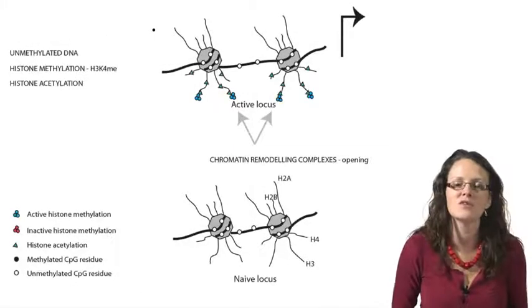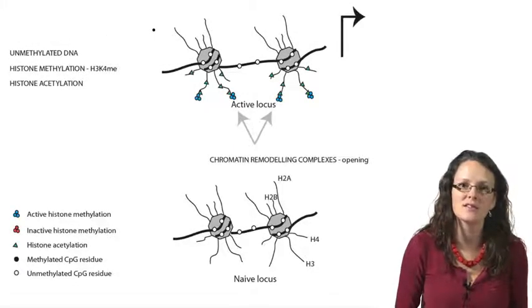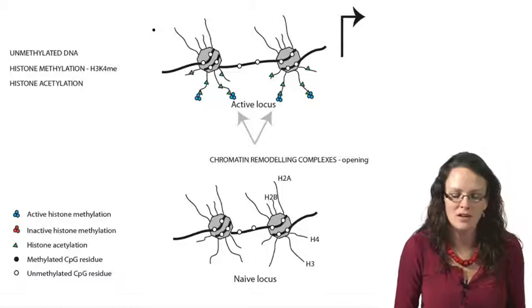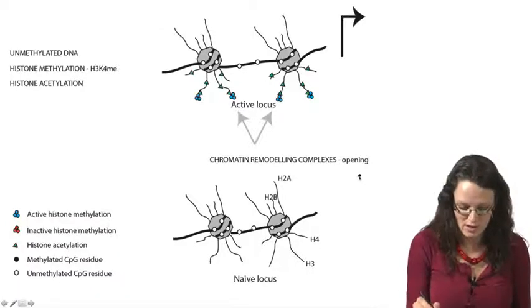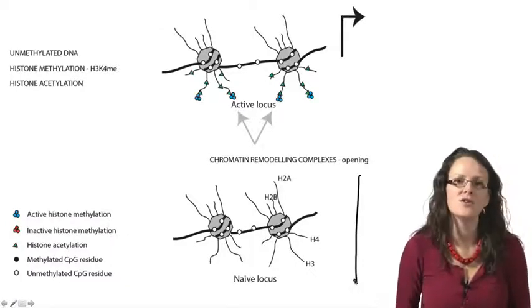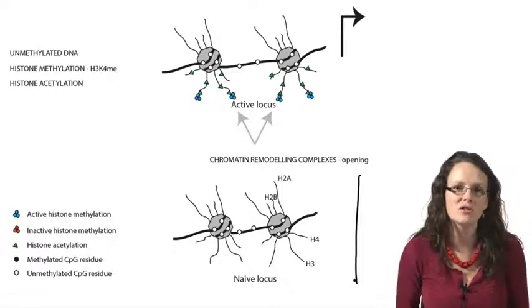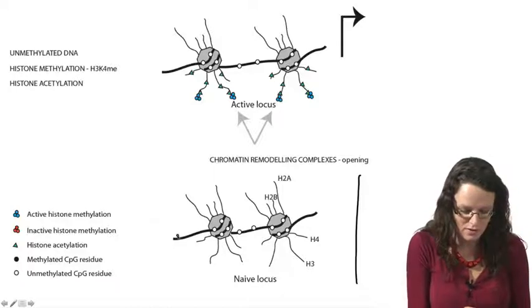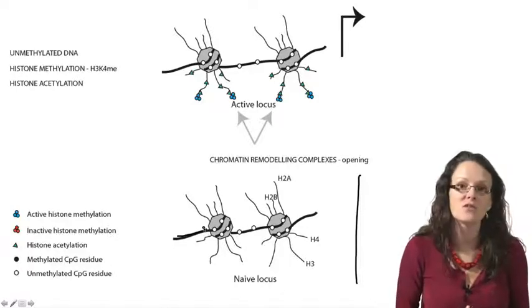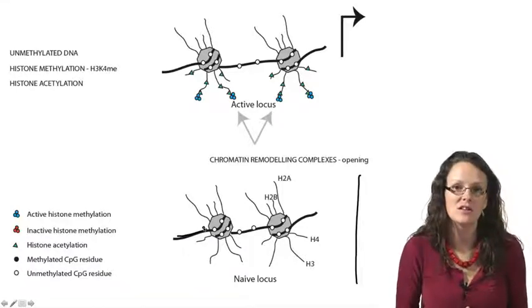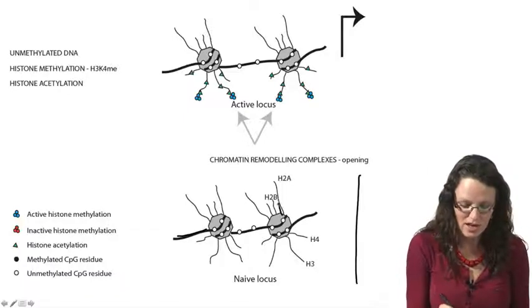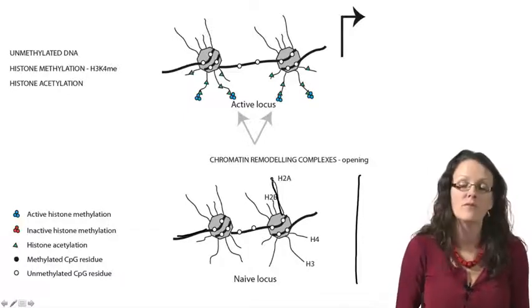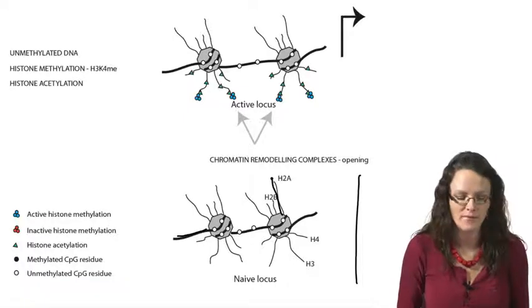So to summarise what I've told you about the epigenetic marks and also chromatin remodelling, if we take, first of all, at the bottom here, a naive locus. Again, I'm showing you the nucleosomes just as a grey octagon. The DNA is the black string here coming through. The open circles, in this case, are the CpG dinucleotides. And you can see the histone tails coming off here away from the core of the nucleosome.